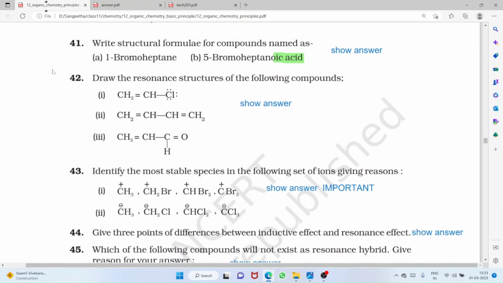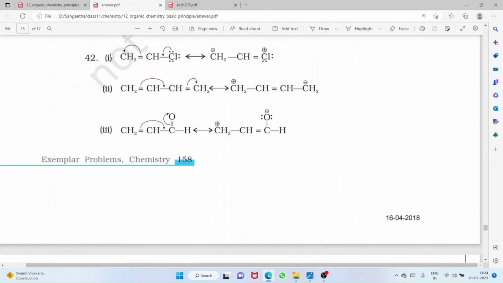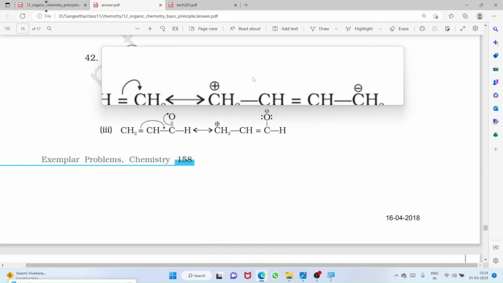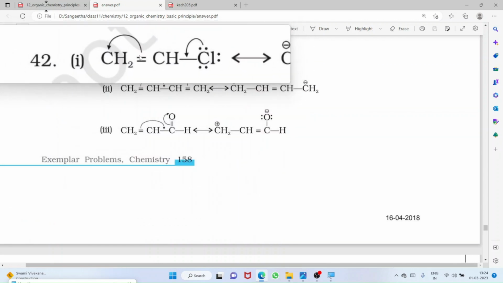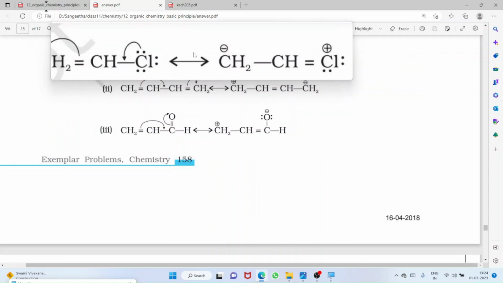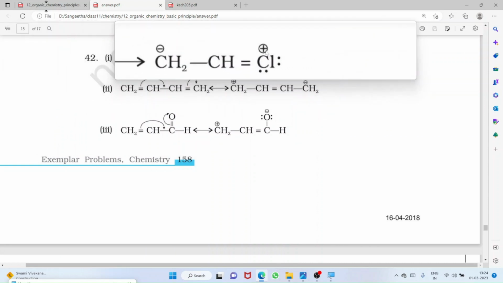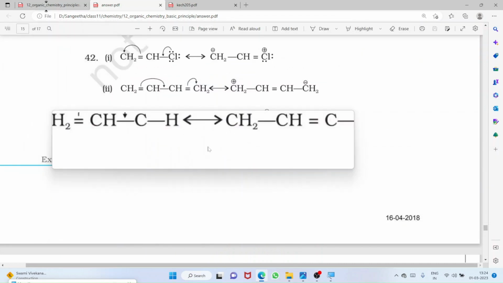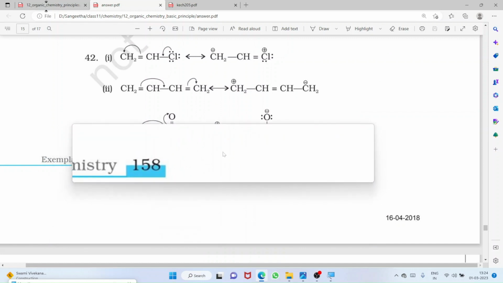Draw the resonance structures of the following compounds. So you move the double bond, and this will get a negative charge, where you are receiving the electron. This is donating the electron, so here you will get a positive charge. In the same way you can do it for the other structures also.